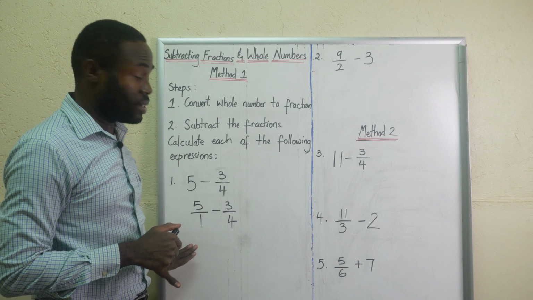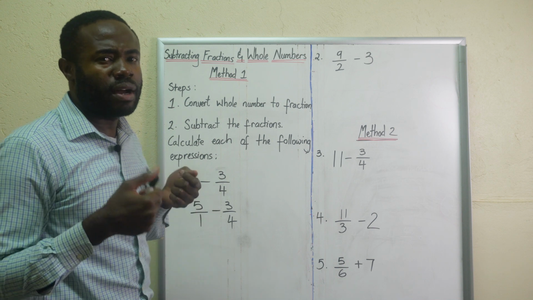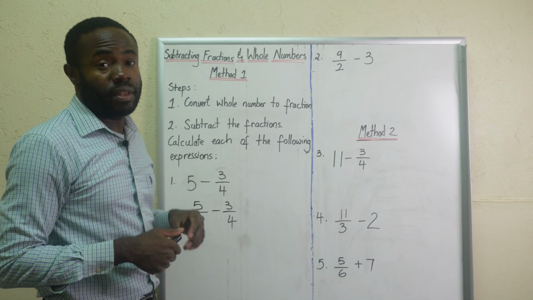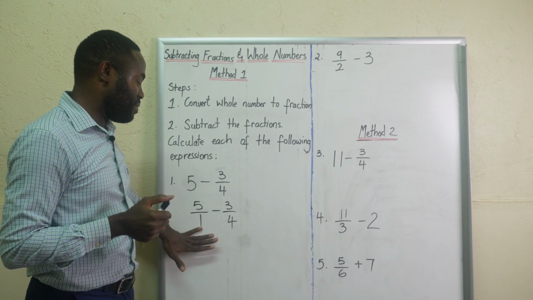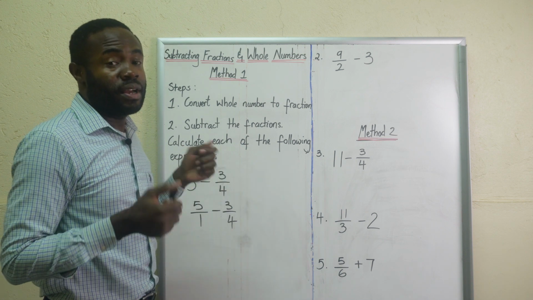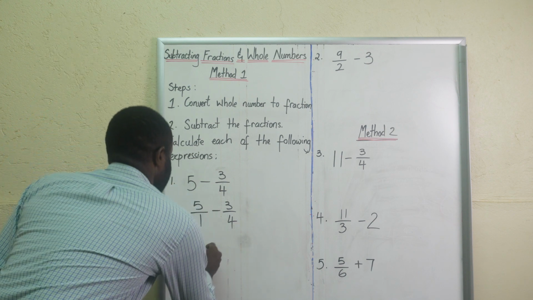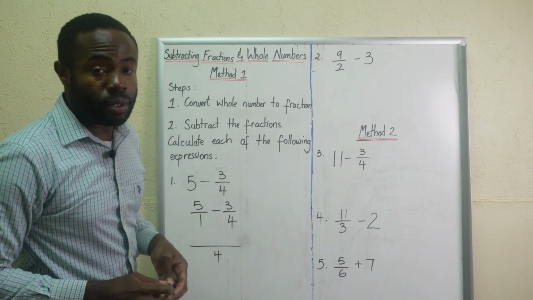All right, the denominators of the fractions are unlike, and as such we need to have a common denominator. The common denominator in this case would be 4. Whenever 1 is one of the denominators and some other number, that other number would always be the common denominator because we're working with 1. So let's put our common denominator, which is 4.